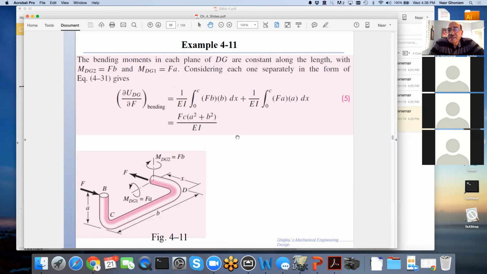So as you can see, this example shows that, number one, we ignore shear for thin wires. Number two, we have to take every section and do its contribution separately and write the equations for the bending moment and the torsion as appropriate, and the axial force. In some cases, these are constants, so the integration is just multiplied by the length. In some other cases, it's not constant, and we have to do the integration.